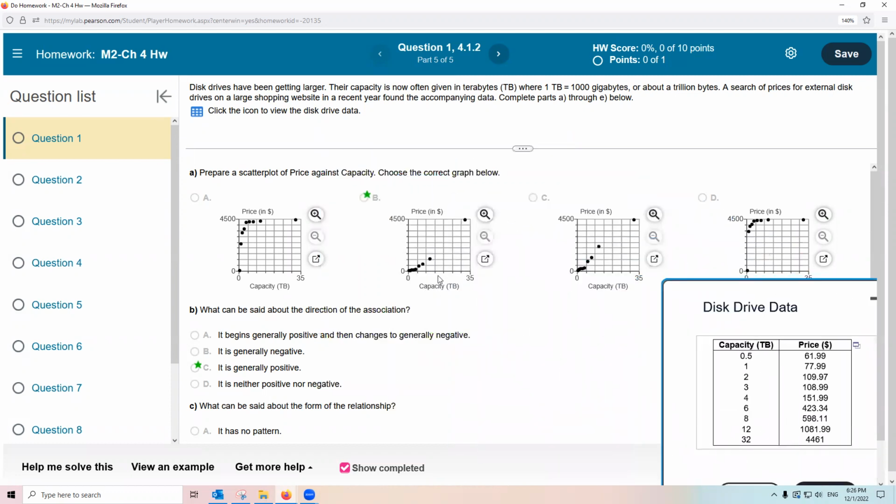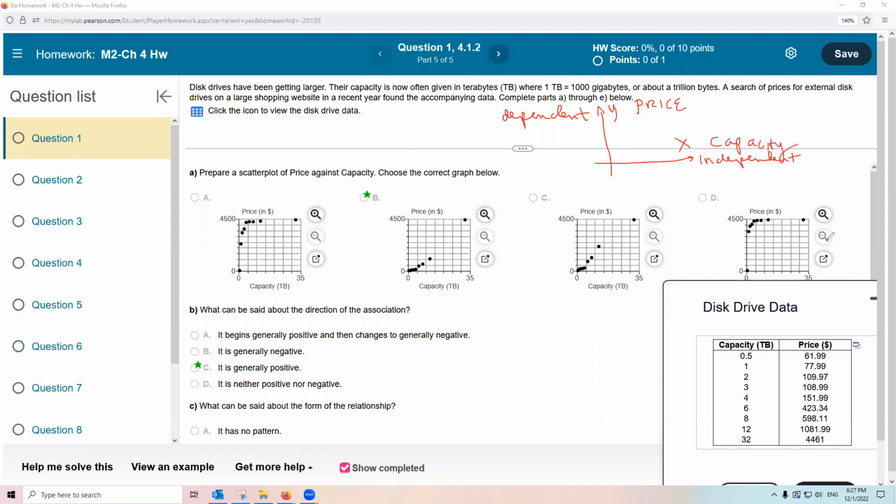Notice here, these graphs are showing capacity on the x-axis and price on the y-axis. Now, this is a common way to set up these scatter plots, because the way you set up a scatter plot is you put the independent quantity on the x-axis and the dependent quantity on the y-axis. So in our example, we have to ask, does price depend on capacity, or does capacity depend on price? Well, of course, price depends on capacity. So that's why we're going to put price on the y-axis and capacity here on the x-axis.